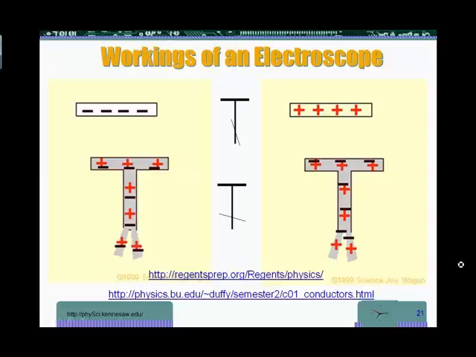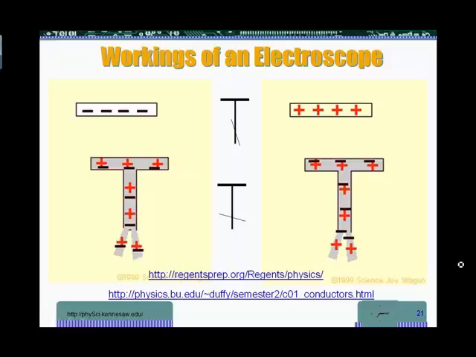In this recording, we will talk about the electroscope, which is an instrument that allows us to get a qualitative measure of the amount of electricity or the type of charge we have. And then we'll discuss a few cases about charge distribution and what happens to charge.